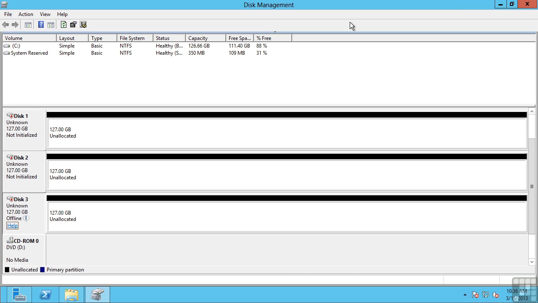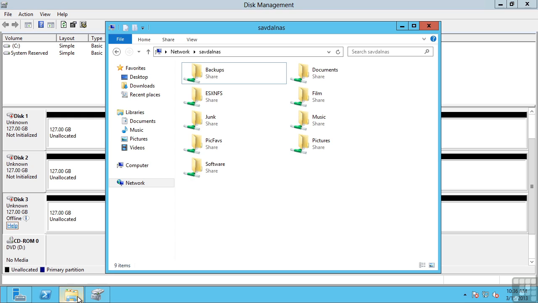So I can access this, for example, via server message block, or network file system, NFS. And then those servers that are using that storage connect via one of those protocols and basically see them as shares. For example, I'm connected to a NAS device in my environment, and I can see the various shares that are offered by that NAS device, and I can connect to them and use that storage.